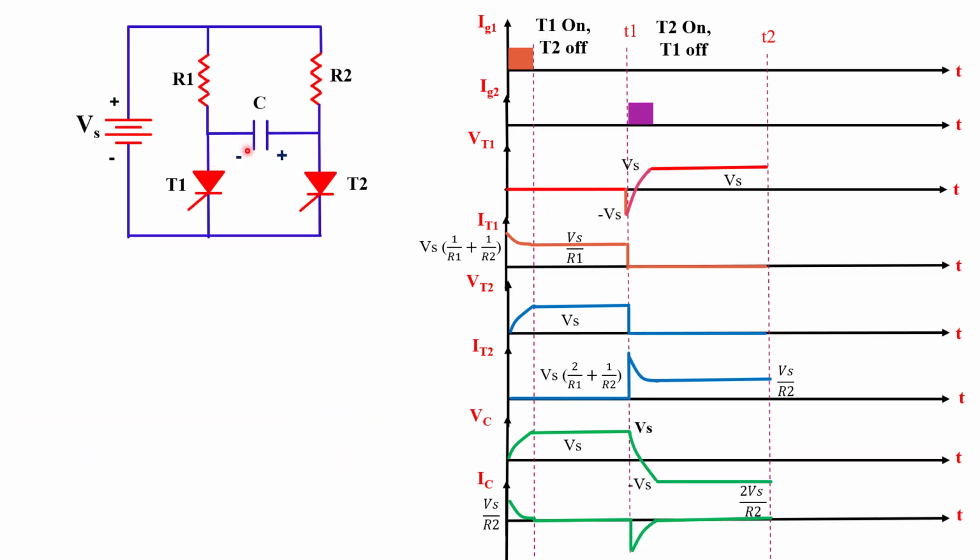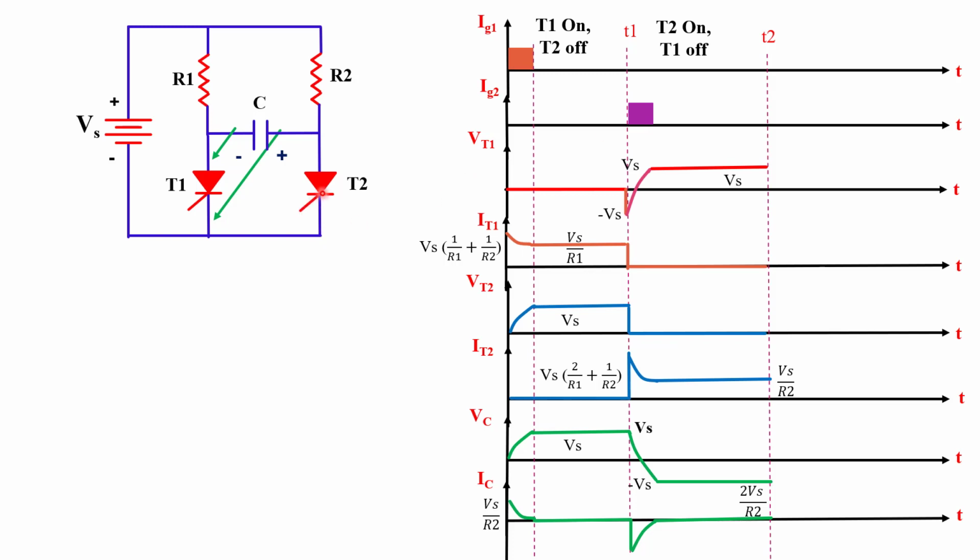Now what about mode 2? Mode 2 starts from the t1 time instant. At the t1 time instant, the capacitor is charged with plus Vs voltage. With this polarity, the capacitor will turn off the T1 thyristor, because the negative of the capacitor is connected to the anode of the T1 thyristor, and this makes T1 turn off. Now we apply a gate triggering pulse to thyristor T2, and T2 gets turned on.